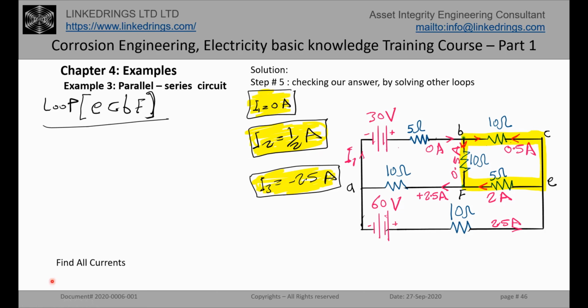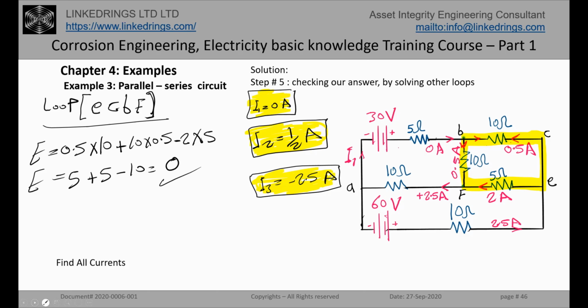We can also take another loop, just for fun. This loop, E, C, D, F. The source voltage here is 0. So 0 equals 0.5 times 10 plus 0.5 times 10 minus 2 times 5. Yeah, correct, 0. So we are right. Good.